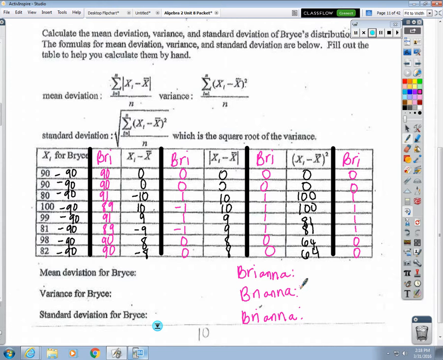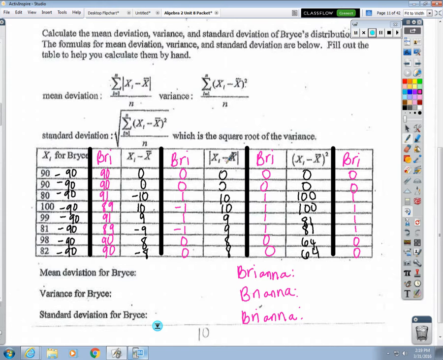Okay, to find the mean deviation, here's the formula. Now, this symbol right here means take the sum. What does the sum mean? Add it up. And we're adding up all of the positive deviations, which are in this list, right? Sigma. So we add up all the positive deviations.